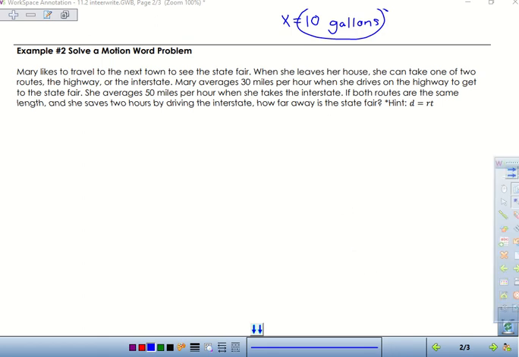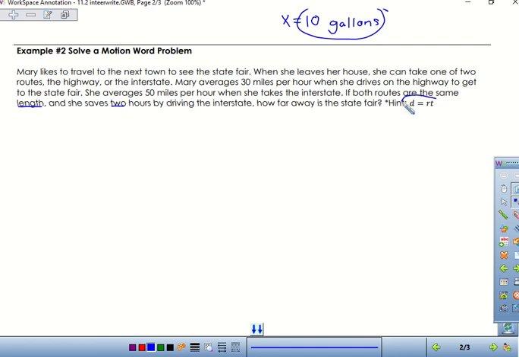So it says, Mary likes to travel to the next town to see the state fair. When she leaves her house, she can take one of two routes, the highway, the interstate. Mary averages 30 miles per hour when she drives on the highway, and she averages 50 miles per hour when she takes the interstate. Both routes are the same length, so distance is the same, and she saves 2 hours by driving the interstate. How far away is the state fair?